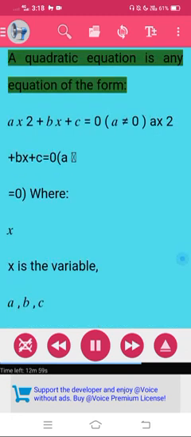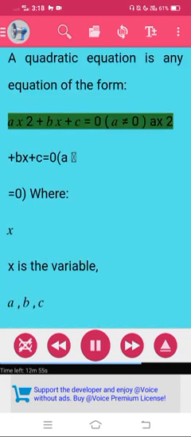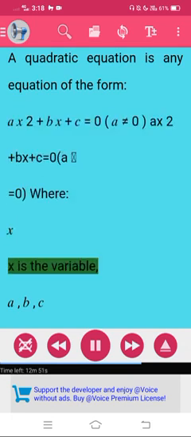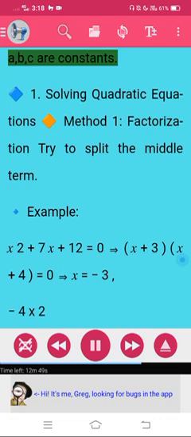A quadratic equation is any equation of the form ax² + bx + c = 0, where a does not equal 0, x is a variable, and a, b, c are constants.